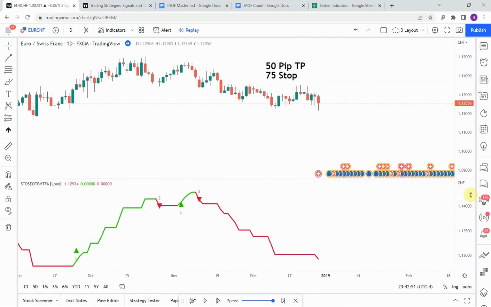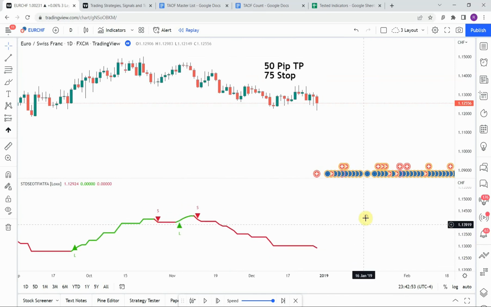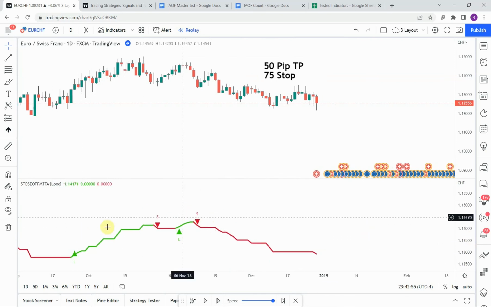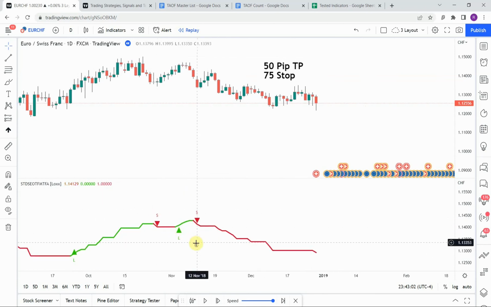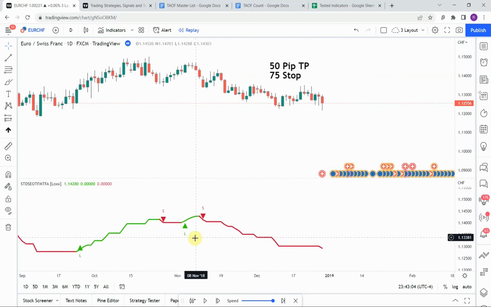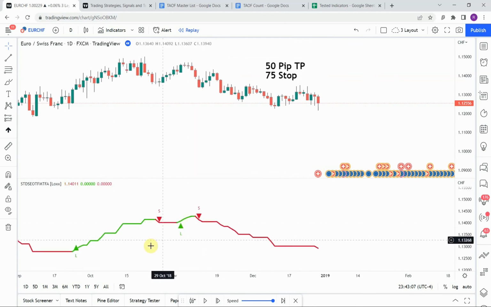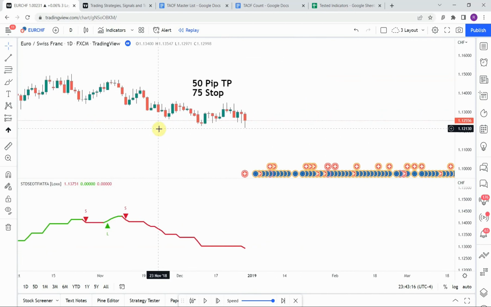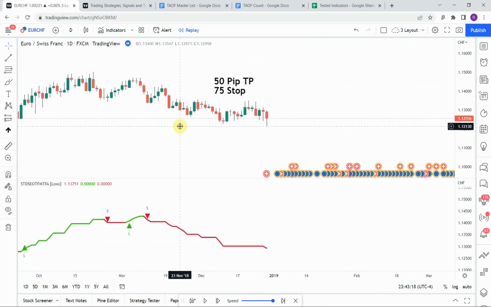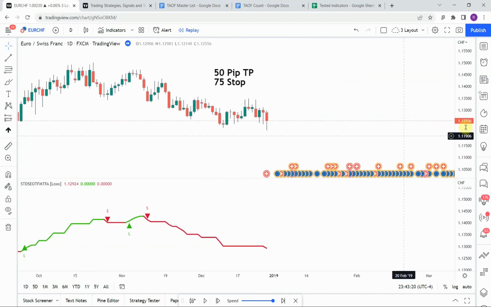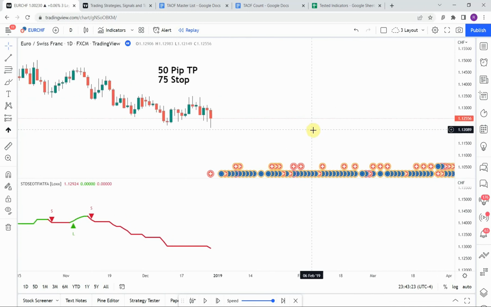And so the setup on this is pretty easy. We have these red arrows and green arrows, and we have the S and the L above and below the arrows. When we get a red arrow with an S, we are going to go short. When we get a green arrow with an L, we are going to go long. Like I said, pretty simple setup. Let's go ahead and get on with the testing and see what we can get out of it.